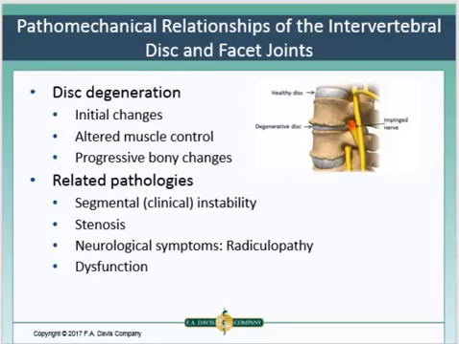And as we've mentioned somewhat before, the related things that can occur with intervertebral disc and facet joint pathology is you will get some segmental or clinical instability. You also get stenosis, which is narrowing of those canals. You may have neurological symptoms, which is a radiculopathy down the leg. And you will also have some dysfunctions such as muscle splinting and pain. This may further restrict the movement.